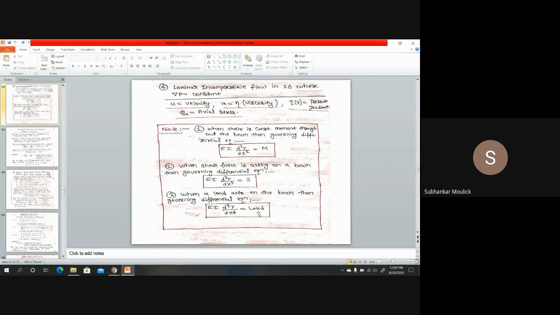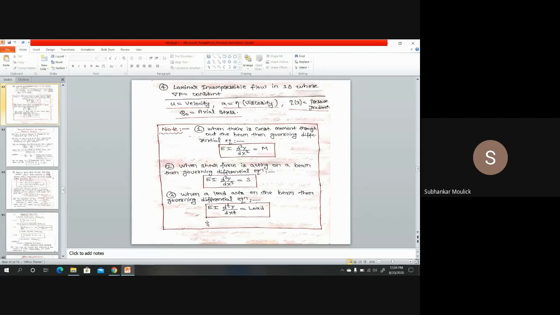And when shear force is acting in the beam, then the governing differential equation becomes E into I d cube y upon dx cube is equal to S, where S is the shear force. Either it can act on a part of the beam or on the entire beam. So you have to remember these governing differential equations.